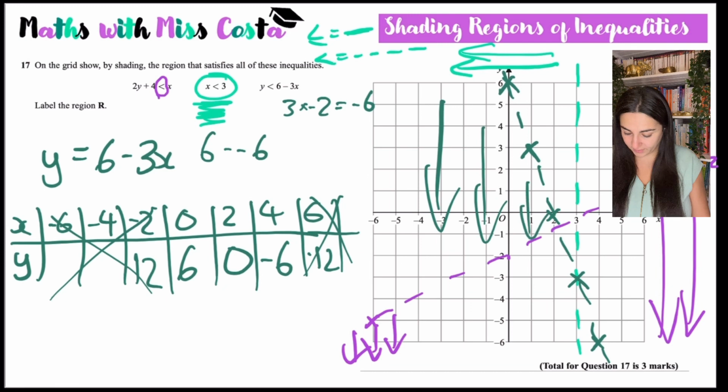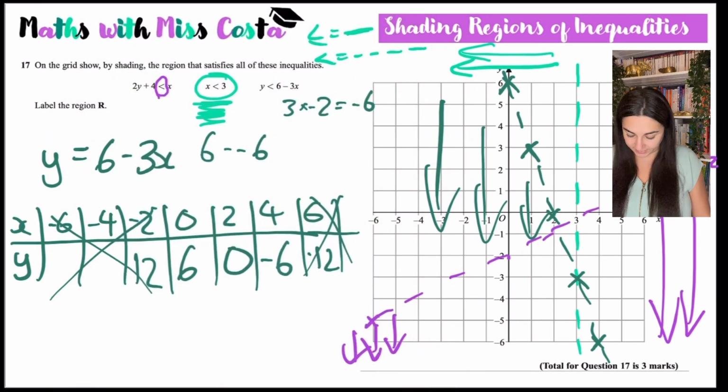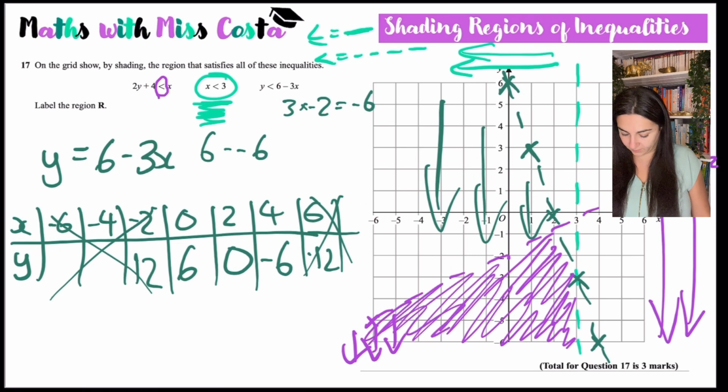So it's going to be everything down here in this region. So what we need to do is think about which part of the graph satisfies all of these inequalities. So it needs to be less than 3, so going in that direction. It needs to be less than the pink line and less than the green line. So the region that satisfies all 3 of these would be this part here. Okay, so all of this over here.